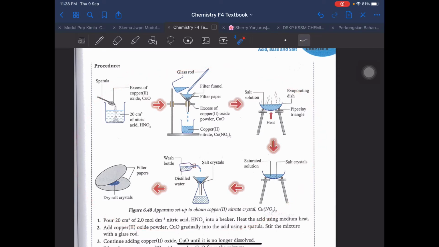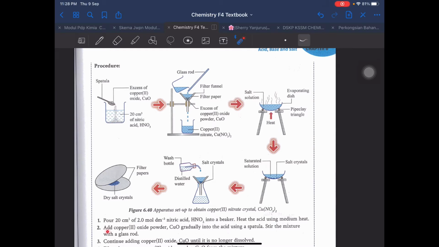So, langkah 1. Let's see what we should do. Pour 20 cubic centimeter of 2.0 mol per cubic decimeter HNO3 in a beaker. Ingat it's a beaker kan? Beaker, dia punya isi padu kecil. So, we use 20 cubic centimeter. Heat the acid using medium heat. Panaskan dengan menggunakan haba yang perlahan saja. Jangan sampai mendidih-didih. No need. Use a medium heat only.